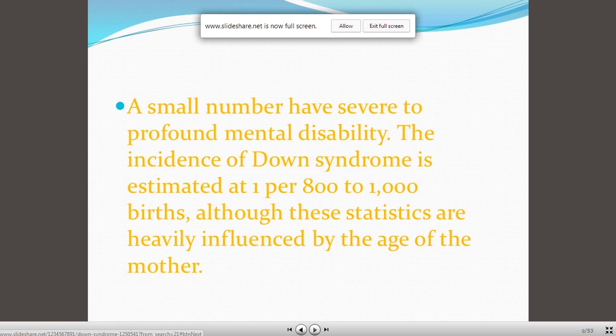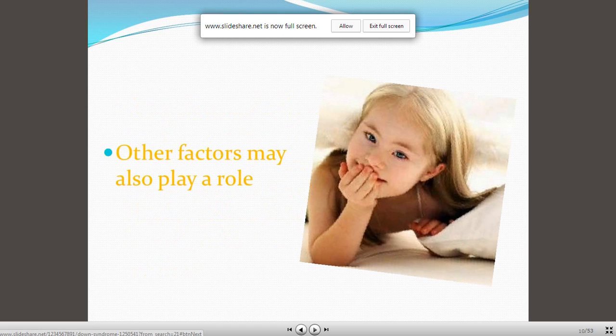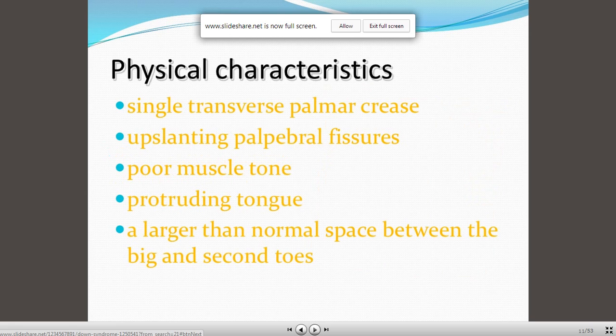The incidence of Down syndrome is estimated at 1 per 800 to 1,000 births, although these statistics are heavily influenced by the age of the mother. Other factors also play a role.